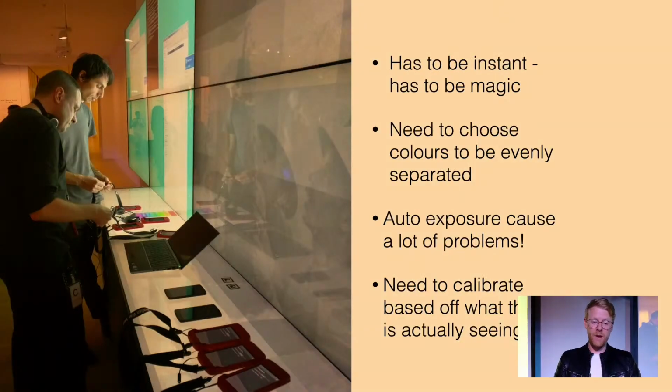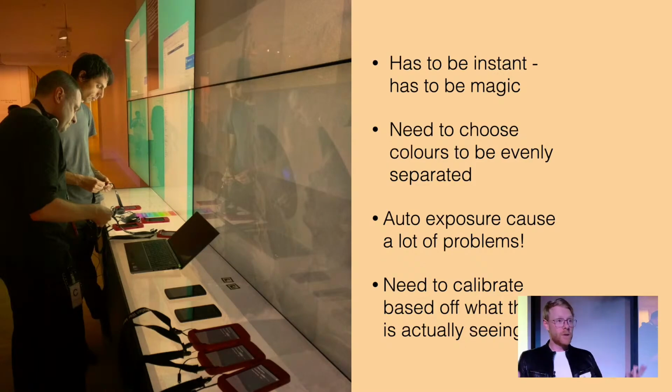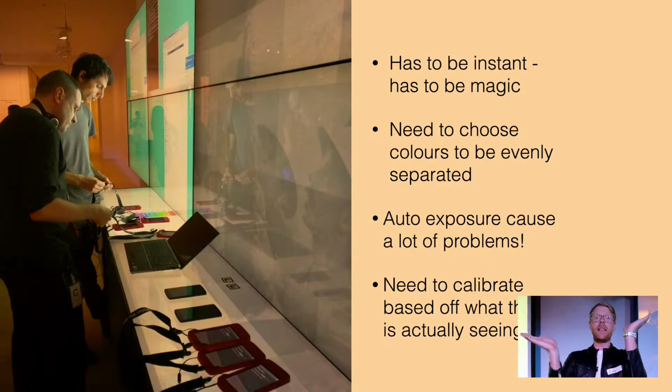As we worked on camera communicator, there are a couple of key things that we learnt. Firstly, it became apparent really early on that any sort of lag or delay would ruin the experience. This had to be instant to appear magical. So I spent a lot of time optimizing the code, tweaking various parameters, getting it really responsive and quick. We also found that we needed to choose the colors very carefully so that they were evenly separated around the color wheel. Otherwise, it would be very easy for the code and the device to confuse two colors.